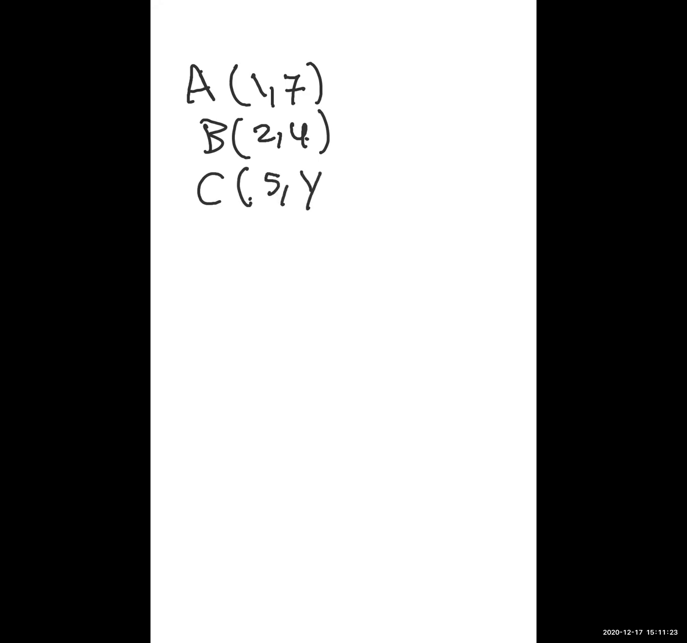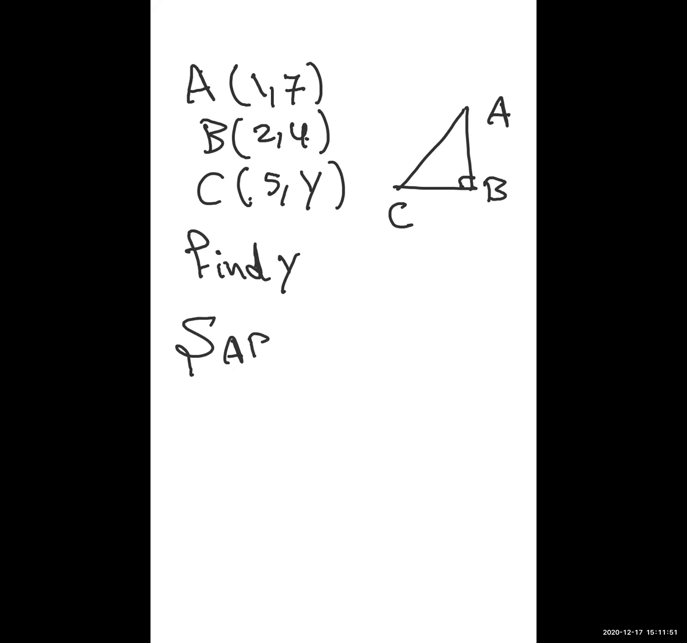One more question. In the Cartesian coordinate plane, the point A (1, 7), the point B (2, 4), and the point C (5, y) represent the vertices of a right-angled triangle at B. Then find the value of y. Right-angled triangle at B means AB is perpendicular to BC. So now I will get the slope for AB and the slope for BC.